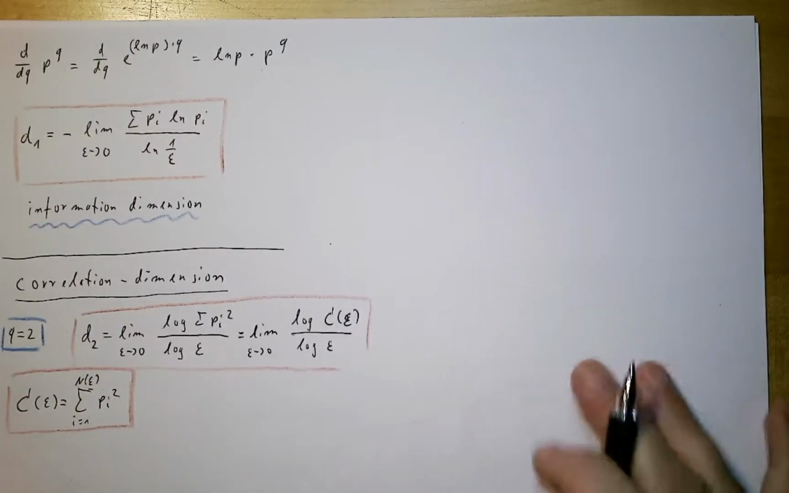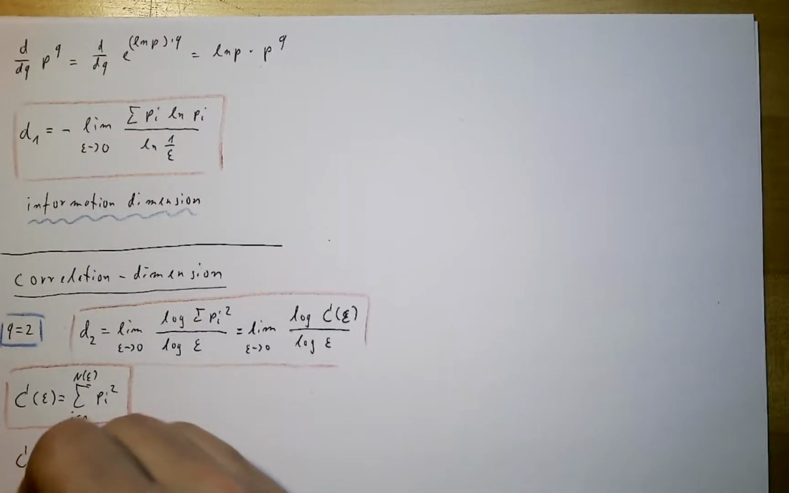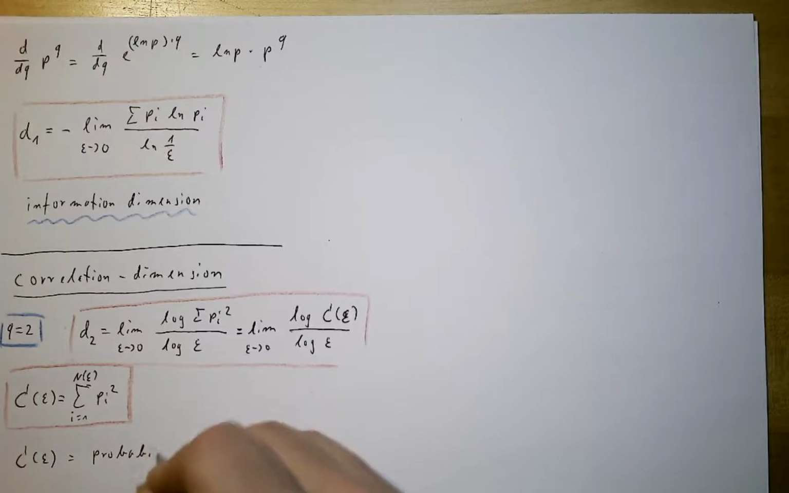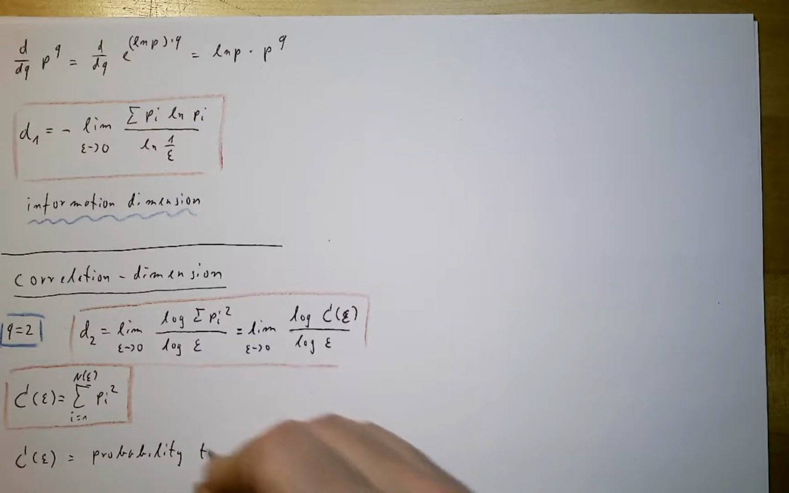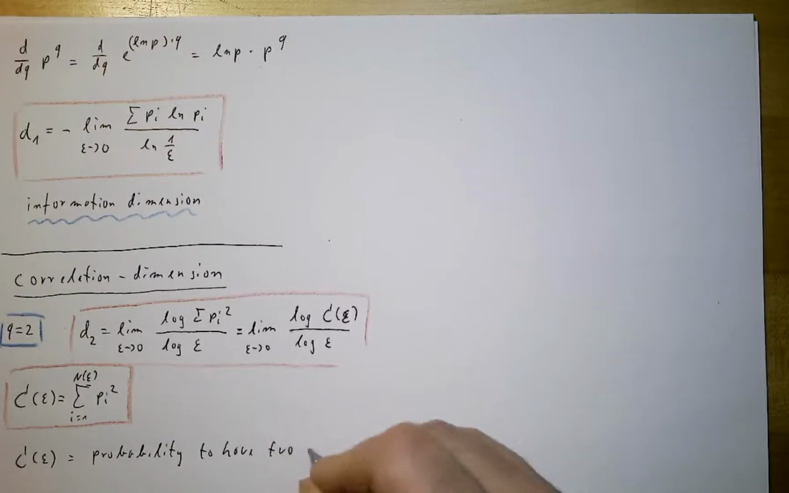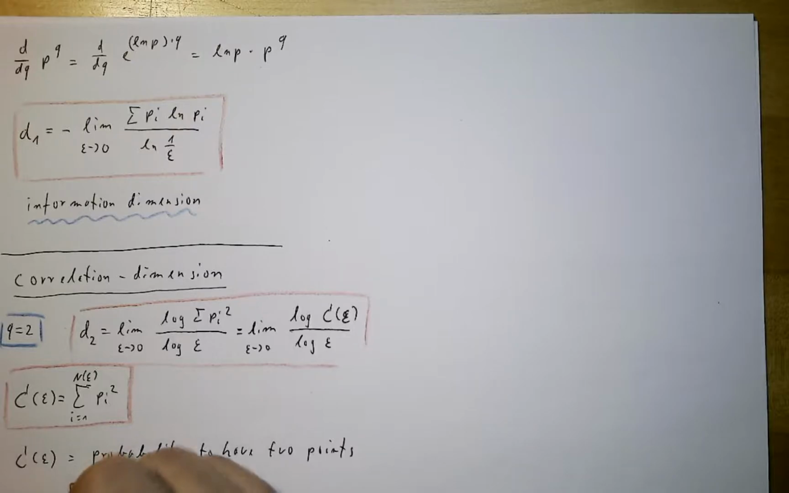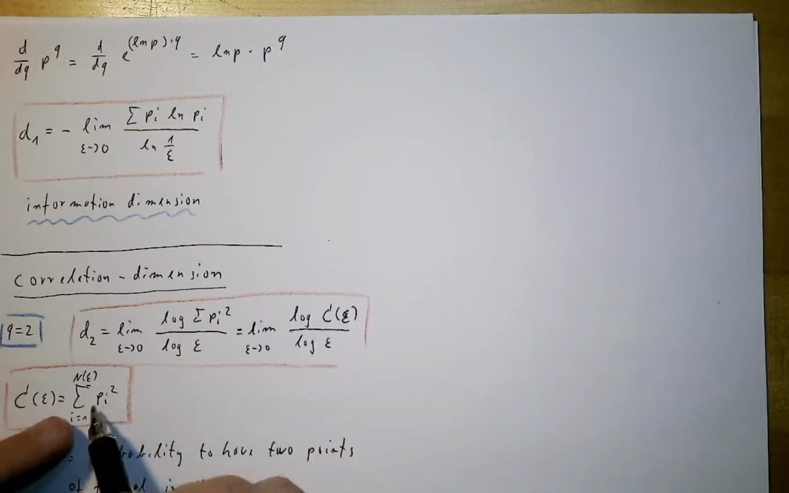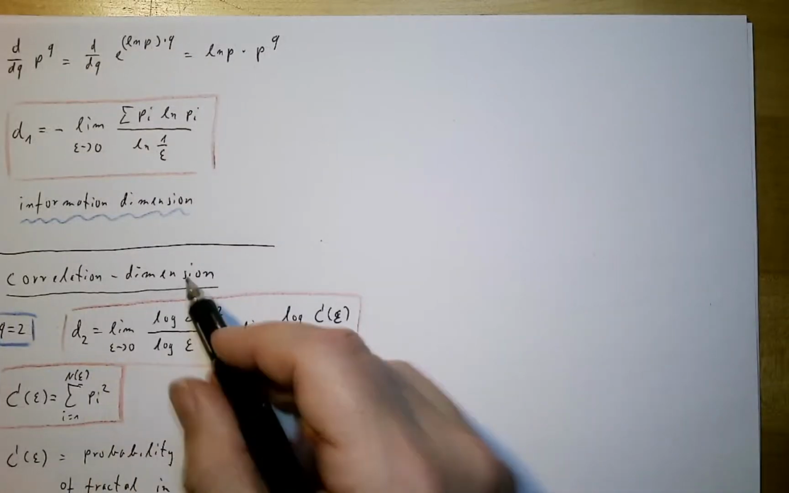And why correlation? How can we interpret this? C of epsilon is the probability to have 2 points of the fractal in the same box. Because here we sum this probability squared, yeah? So it has something to do with a correlation, because we have here again an expectation value or sum of p_i squared. That's why it's called the correlation dimension.